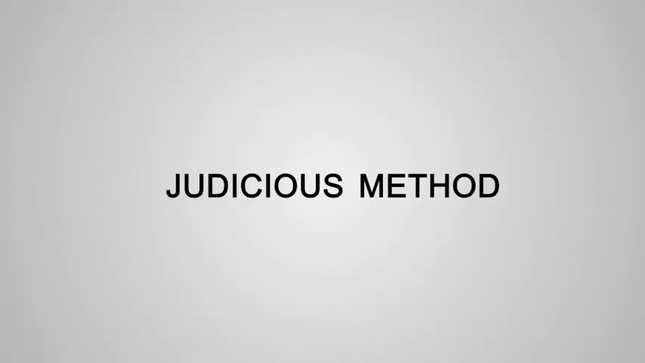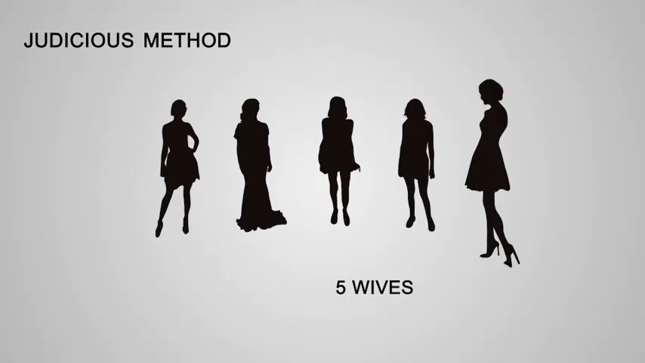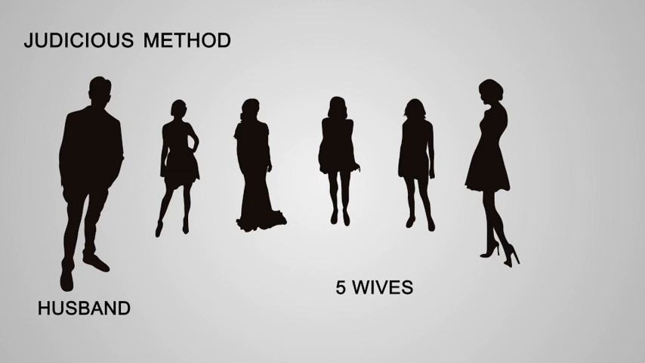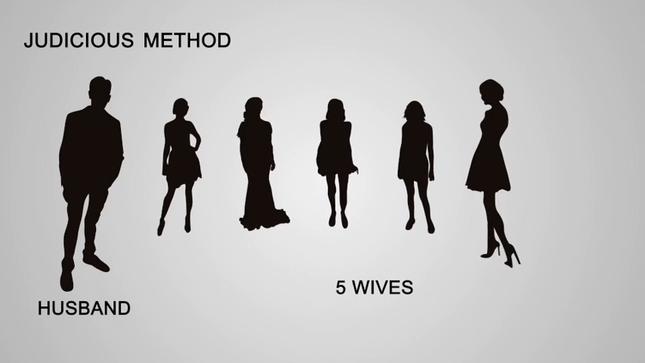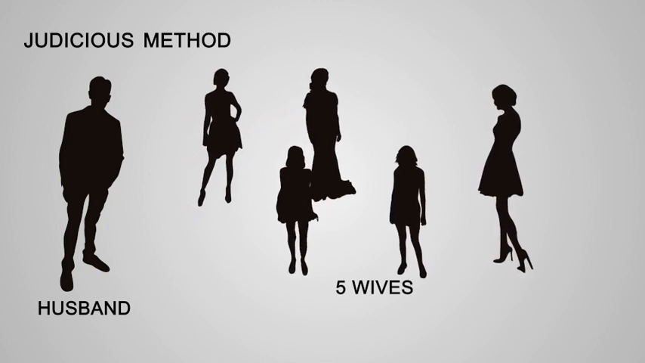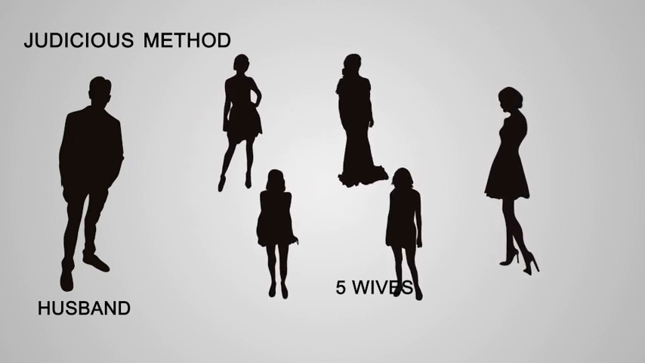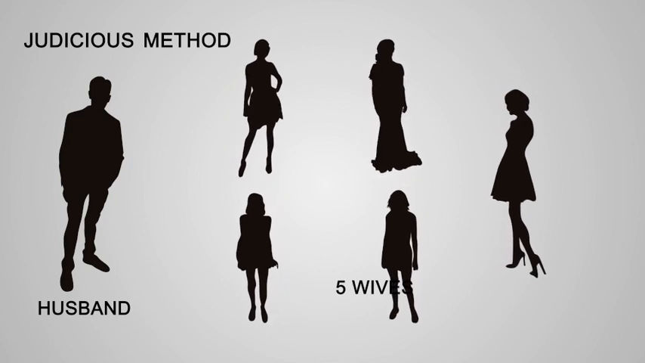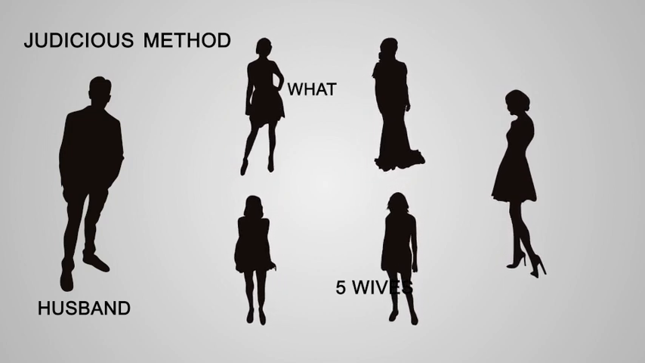Now, let's take a look at another study method, the judicious method. It is a very easy method of learning. It is a quality that all of us are born with. Judicious method comprises of 5 wives and 1 husband. Now, you must be wondering, what is this 5 wives and 1 husband? No, it is not about a person. In our case, the 5 wives are what, why, where, when, and who.